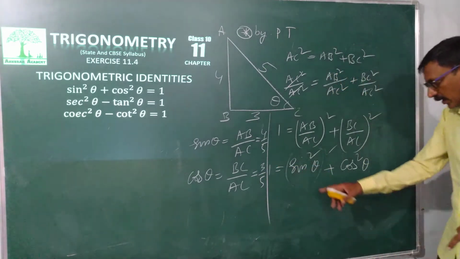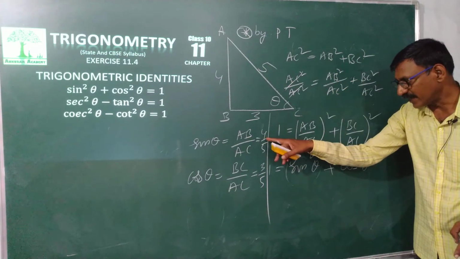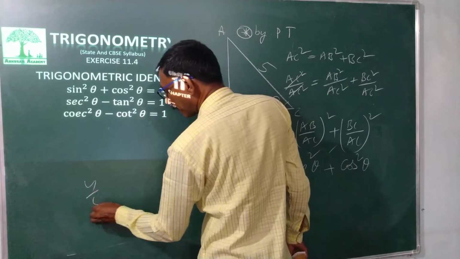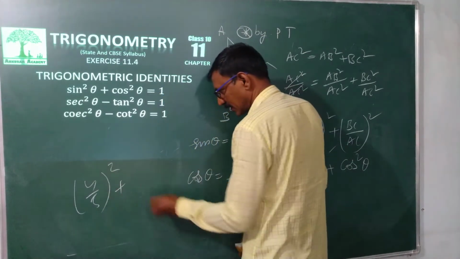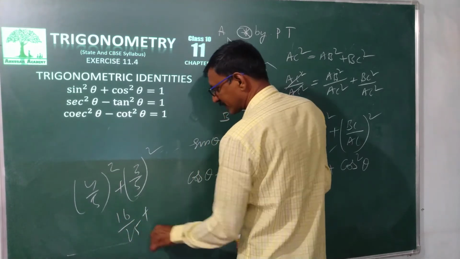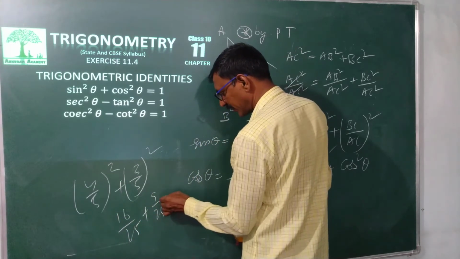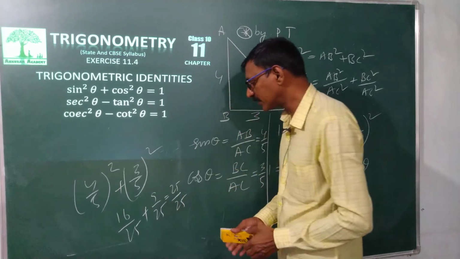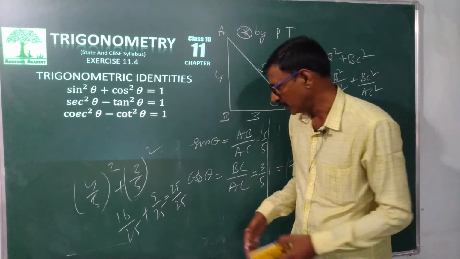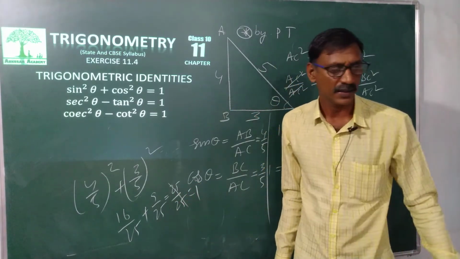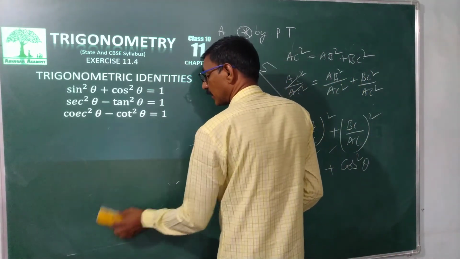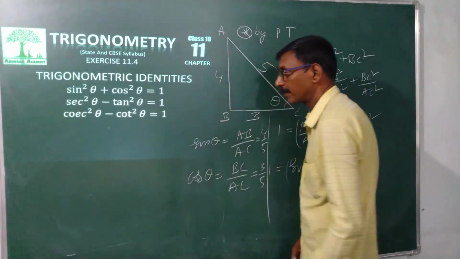I would like to take sin square theta plus cos square theta, that means sin theta whole square, that means 4 by 5 whole square plus 3 by 5 whole square, 16 by 25 plus 9 by 25, that is equals to 25 by 25. Because denominators are same, we can add the numerators. 16 plus 9, 25, that is equals to 1. That's the reason sin square theta plus cos square theta equals to 1 is an identity.